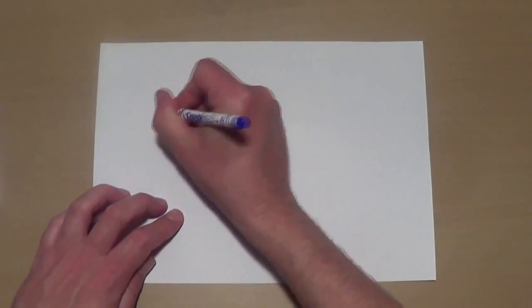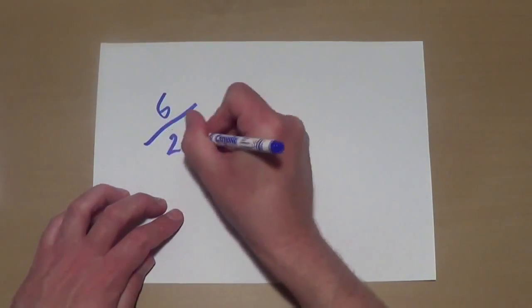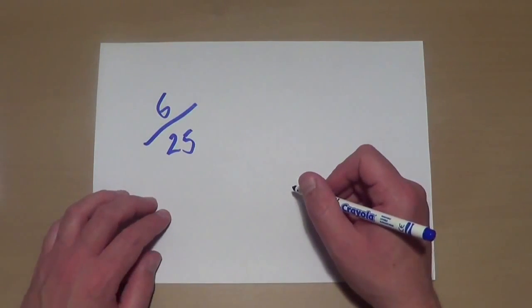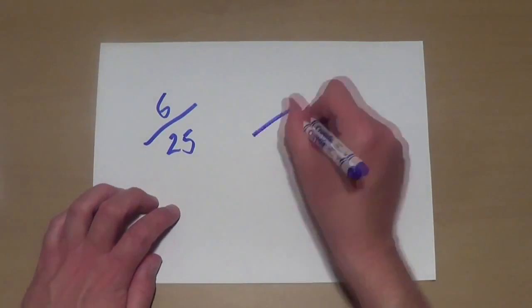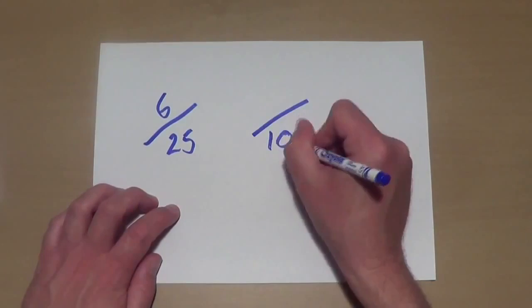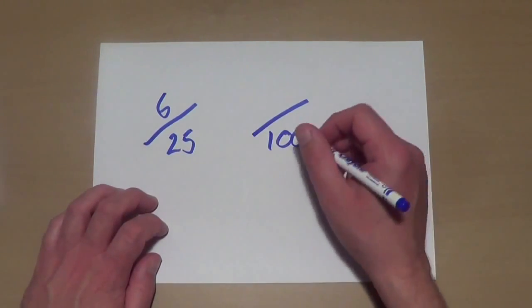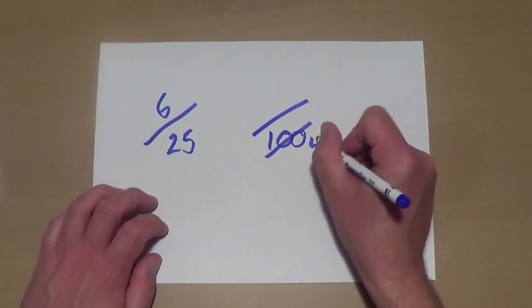6 out of 25 pupils scored full marks in a test. What percentage of pupils scored full marks? Okay, so we know this one, we know how to make it a percentage. Bring 100 over here. We say how many times will 25 go into 100? Well, that will be 4 times.